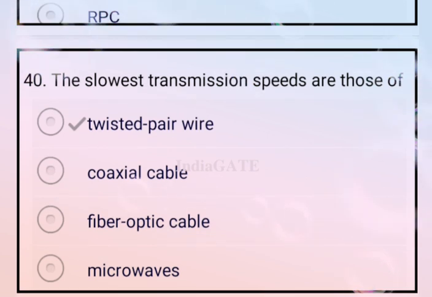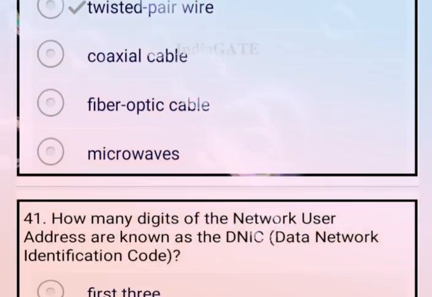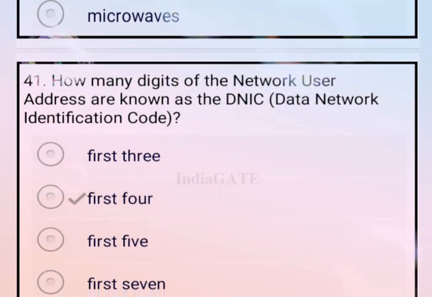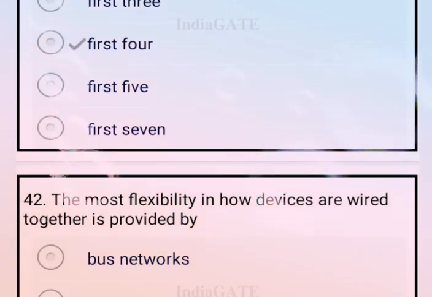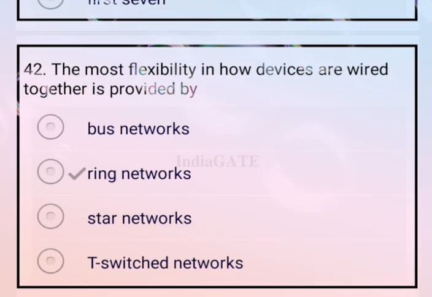Next question. The slowest transmission speeds are those of. So the correct answer is option A, that is twisted pair wire. Next question. How many digits of the network user address are known as the DNIC, Data Network Identification Code? So the correct answer is option B, first 4. Next question. The most flexible in how devices are wired together is provided by. So the correct answer is option B, that is ring network.